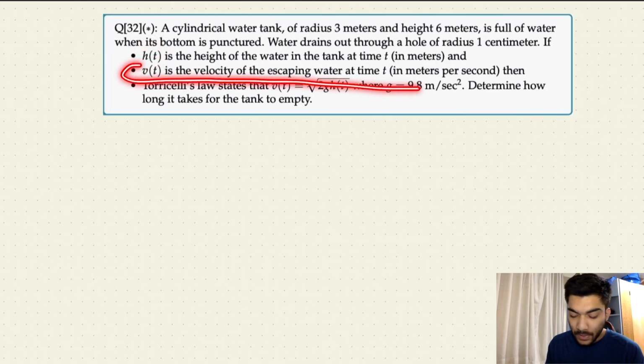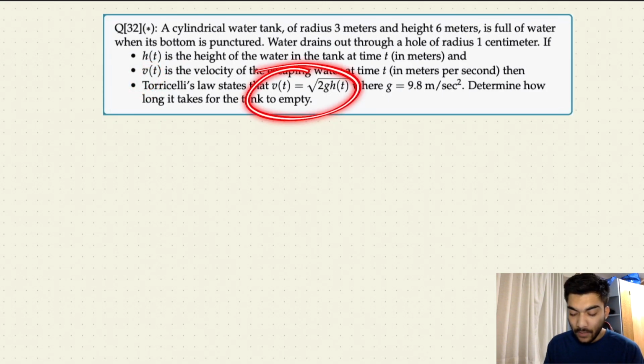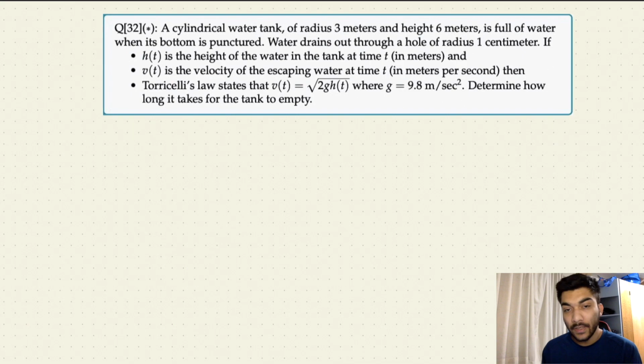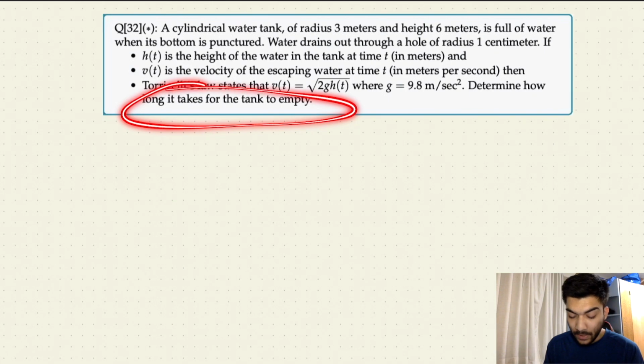And we have also been given that the velocity of the escaping water from the bottom is a function of time, which is given by v of t, where v of t is equal to root 2 g h of t. h of t is again the height of the water in the tank at time t in meters. So now, based on all this given information, we have to calculate how long it will take for the tank to be empty.